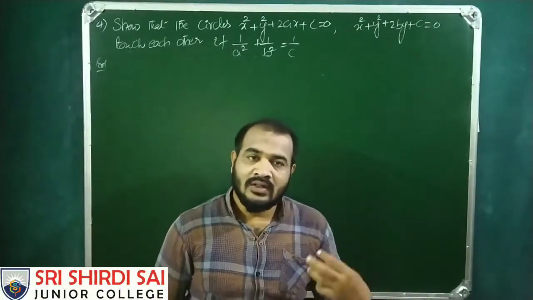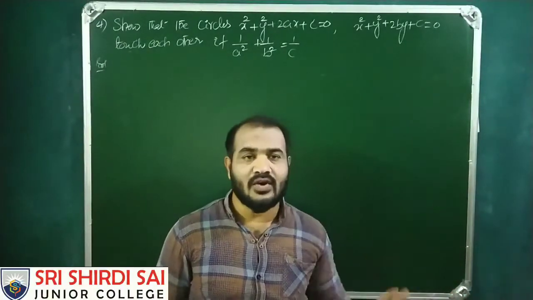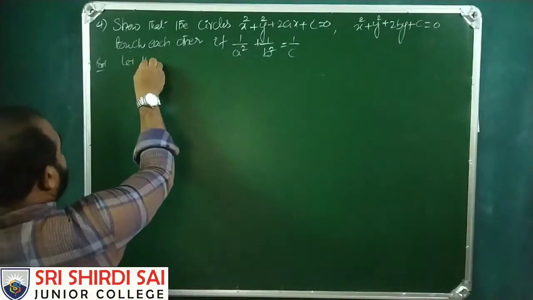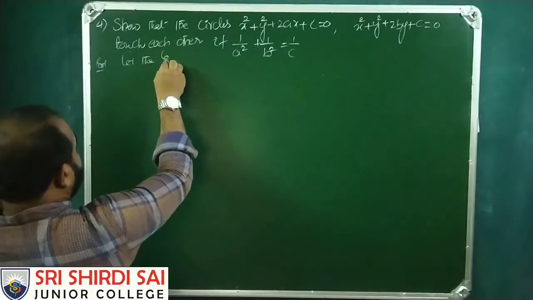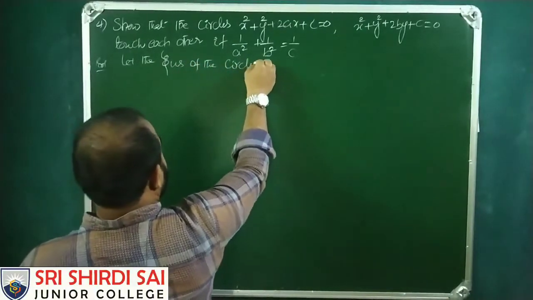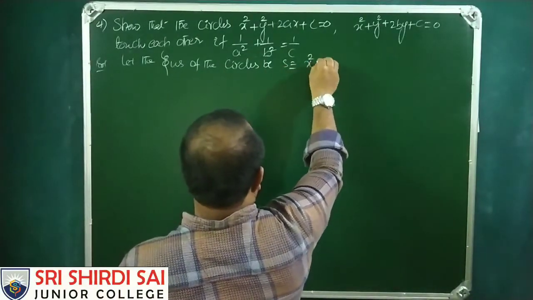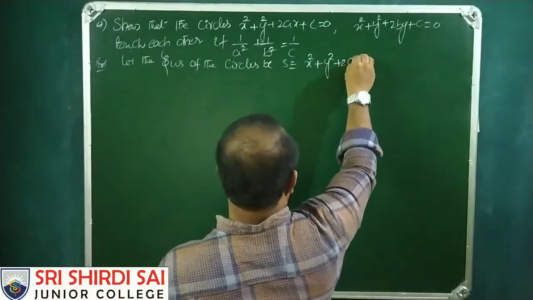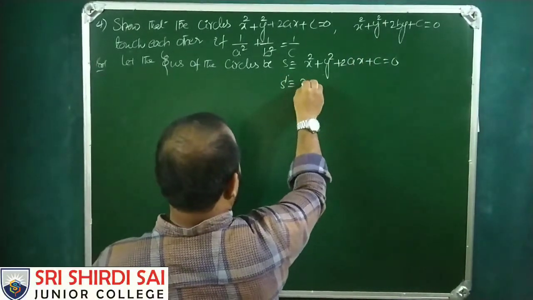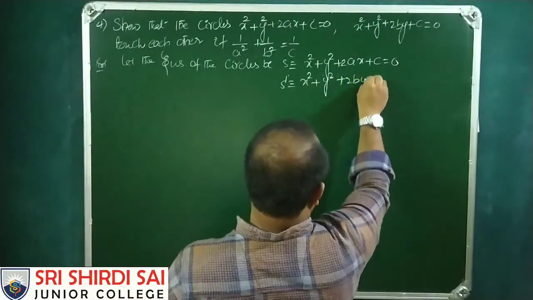That is why the condition for the two circles to touch each other is C1C2 equals to R1 plus or minus R2, which we shall take. So let the equations of the circles be S: x square plus y square plus 2ax plus c equals to 0, and S dash: x square plus y square plus 2by plus c equals to 0.